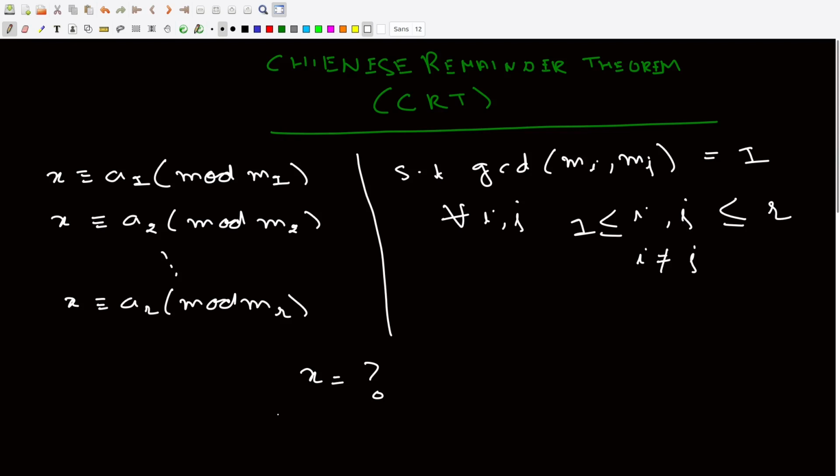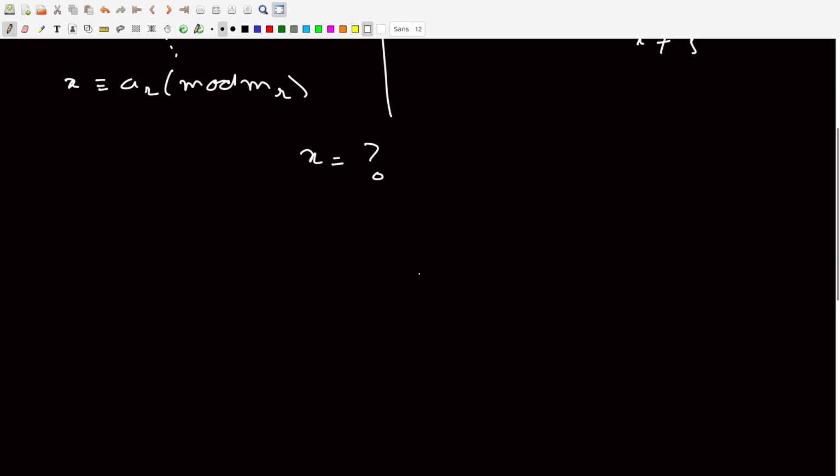Given these equations, the intention is to find the first value of x. Since it's a modular operation, there would be multiple solutions, but what is the first value that satisfies this problem? We can use the Chinese remainder theorem to solve this. The solution is x, given by the summation for i equals 1 to r of m over mi into ai into bi. Let me define these terms.